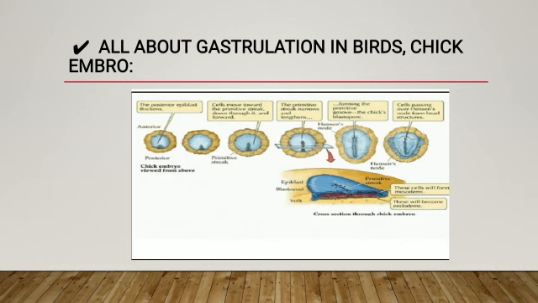Cells passing through Hensen's node form the head structures. Number 6, these cells will form the mesoderm. These will become endoderm. We can see in the diagram as labeled, and the flowchart describes how gastrulation occurs in birds as well as in chick embryos.